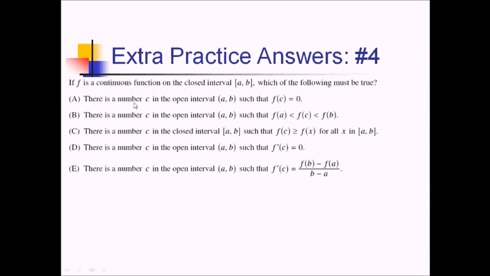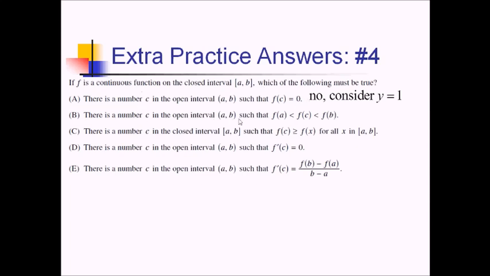First one, there is a number c in the open interval from a to b, so in other words an x value, such that the y value there, f of c, equals 0. So they're saying if we have a continuous function on a closed interval, we're guaranteed that it has the y value 0 somewhere in there. Now that's definitely not guaranteed. We can think of lots of continuous functions that never cross the x-axis. The simplest one I can think of is the horizontal line y equals 1. Definitely continuous, but does not cross the x-axis anywhere. So choice A can't be true for everything.